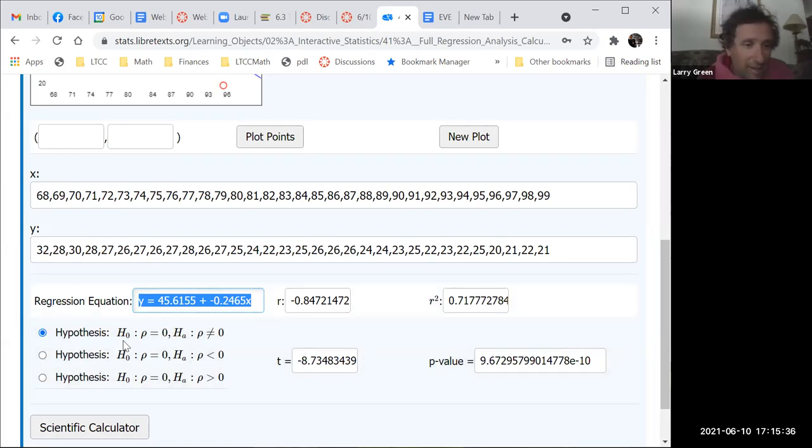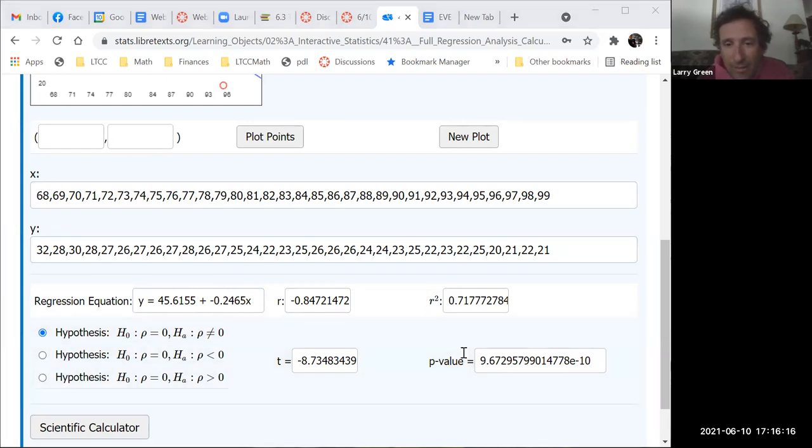So notice it says hypothesis, H naught, rho equals 0, HA, rho not equal to 0. It turns out that when we're doing regression analysis, there's some very deep mathematics, and the deep mathematics ends up with the same distribution curve as doing a hypothesis test for a mean. And that's the student's t distribution. I don't know if you remember it, but we use that letter t. So the test statistic is going to be a t, and t is negative 8.73.